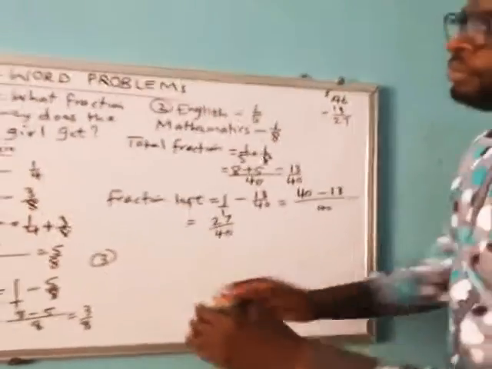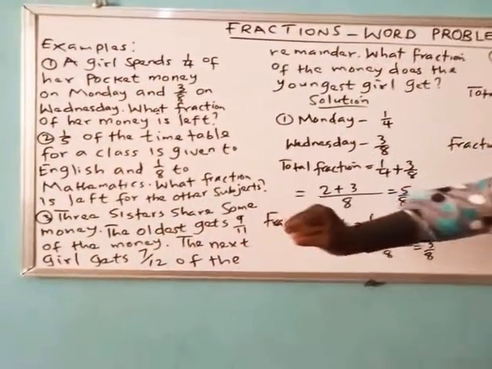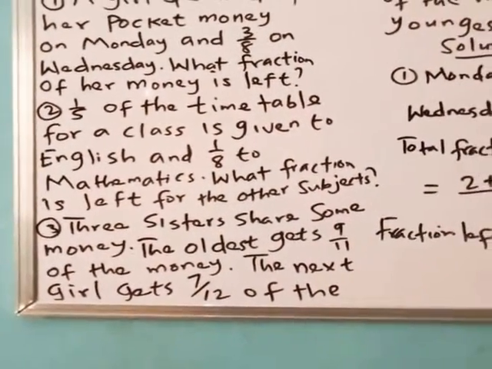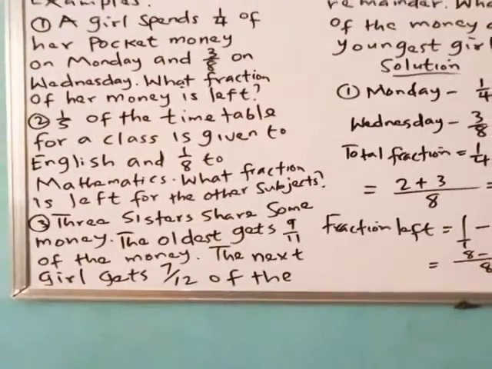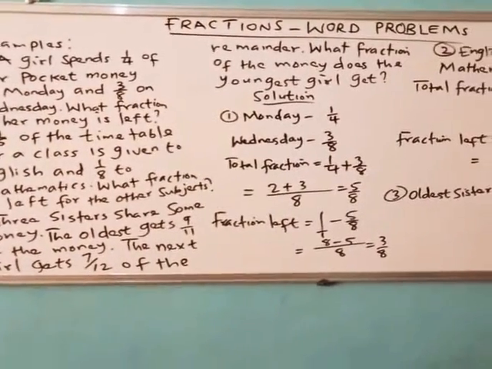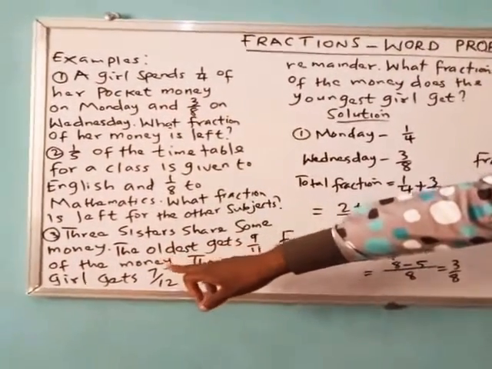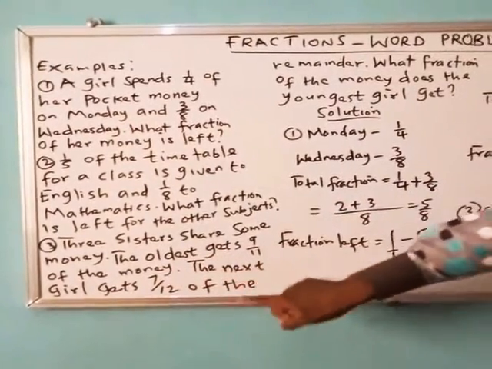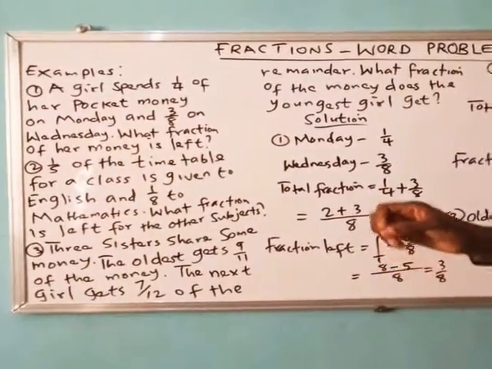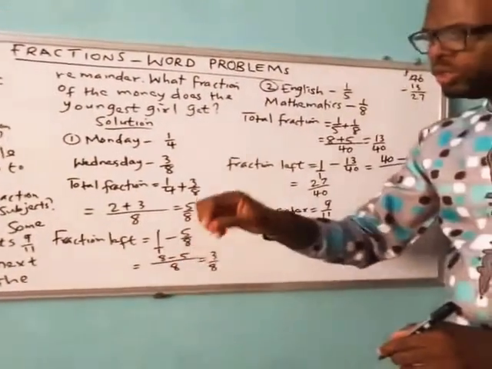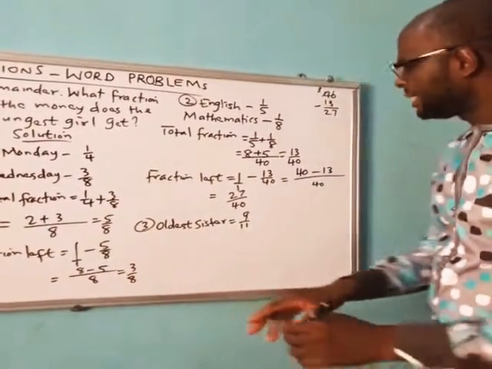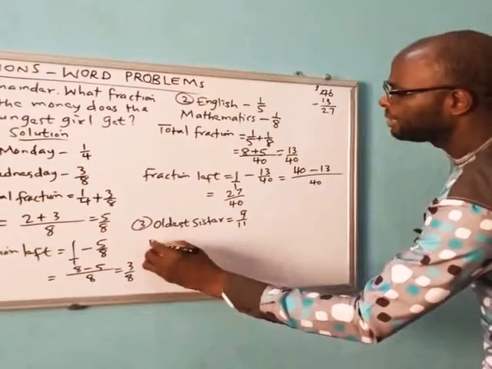Number 3. 3 sisters share some money. The oldest sister gets 9/11 of the money. The next girl gets 7/12 of the remainder. You need to know the remainder if I am to know 7/12 of the remainder. The next girl is the second girl. So let's get the remainder first.